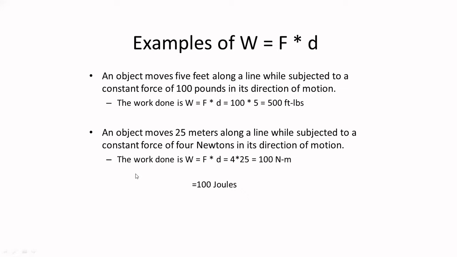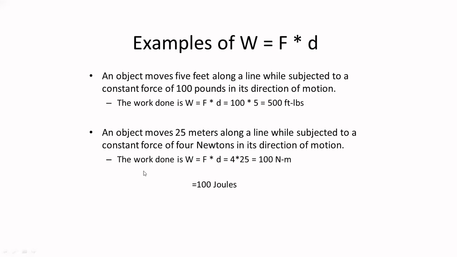This time it's in SI units. So an object moves 25 meters along a line while subjected to a constant force of 4 newtons in its direction of motion. So if you notice in this problem, it's always specified that the force is the same in direction to the motion or displacement of the object. So in both of these examples.